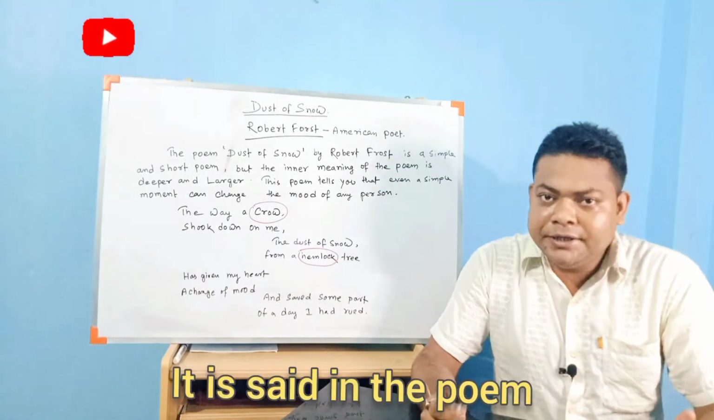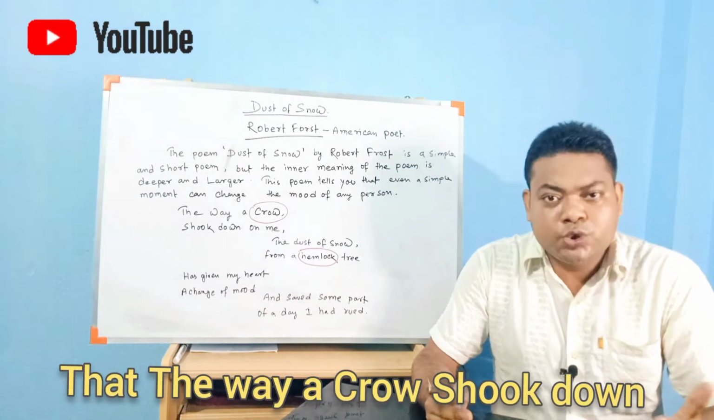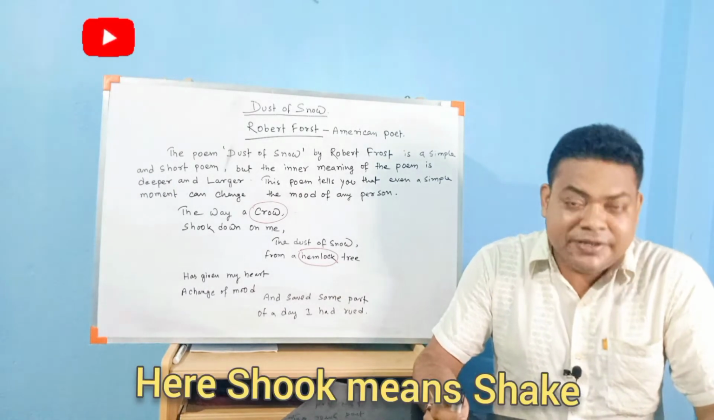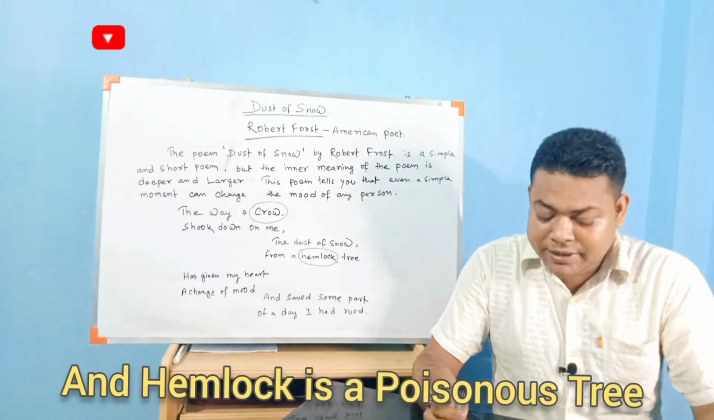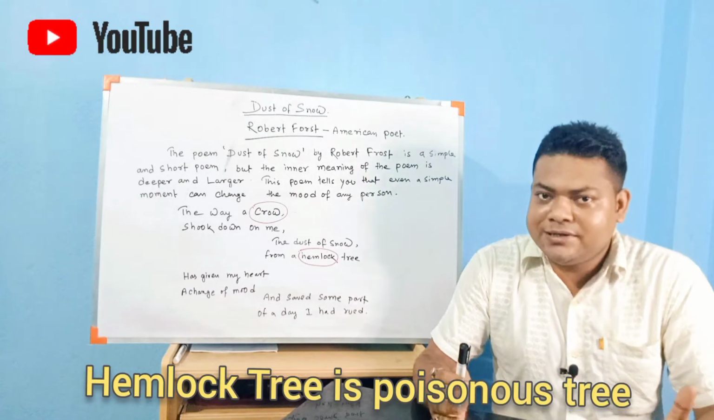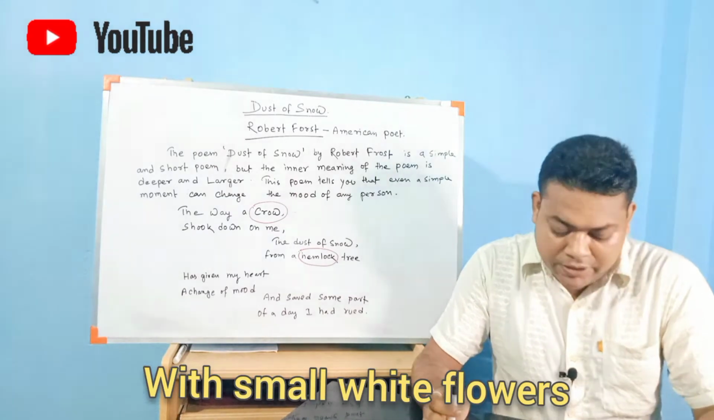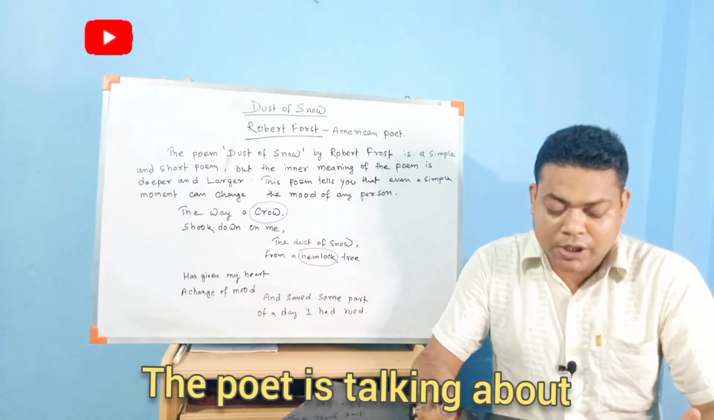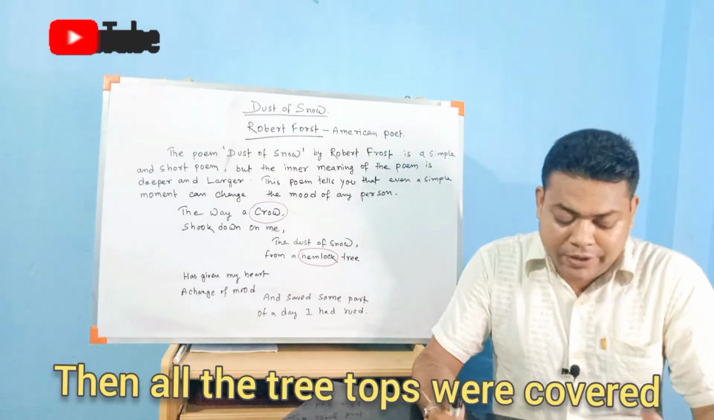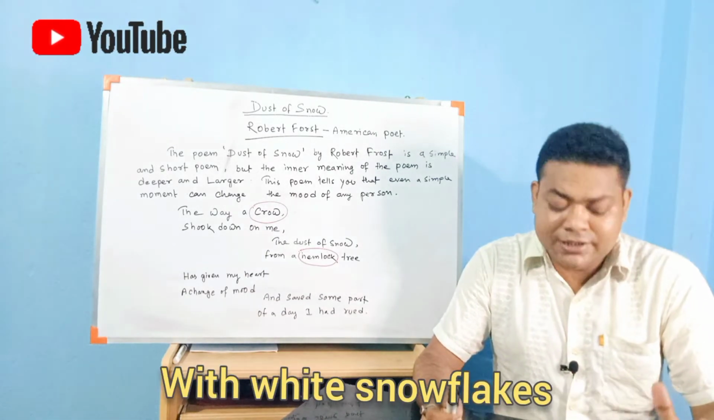It is said in the poem that the way a crow shook down on me the dust of snow from a hemlock tree. Here shook means shake, and hemlock is a poisonous tree with small white flowers. So in these lines the poet is talking about a winter's day, when all the treetops were covered with white snowflakes.